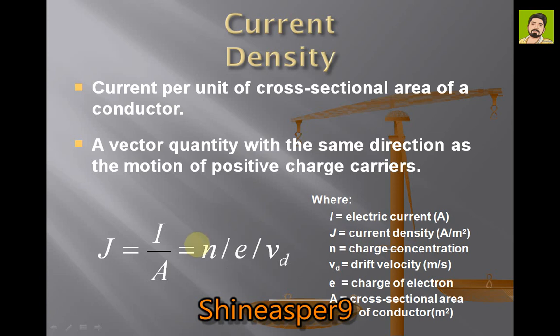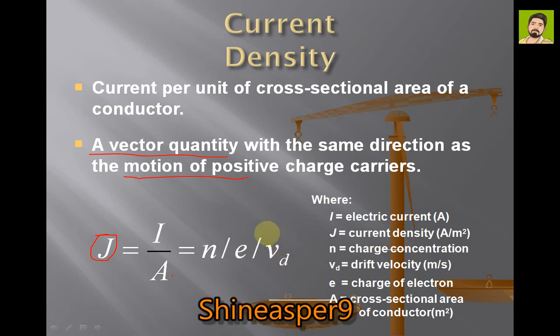A vector quantity with the same direction as the motion of positive charge carriers. Which direction does current density move? Same direction as the motion of positive charge. Now the mathematical equation of current density is denoted by J, that is your current I in ampere over the cross-sectional area A, and that is your N, charge concentration, e, the charge of an electron, and V suffix D, your drift velocity.